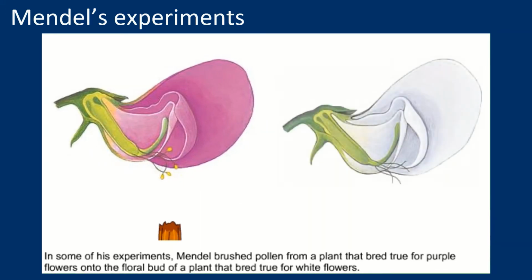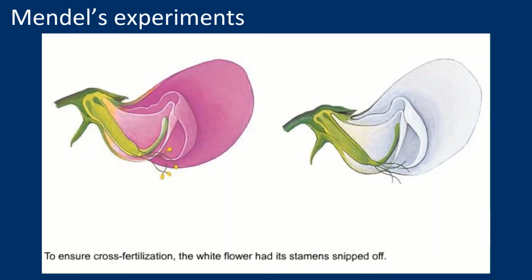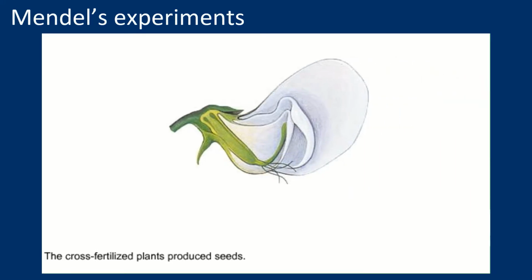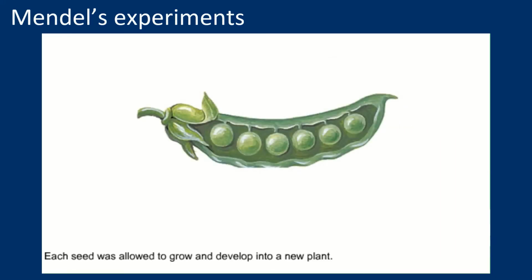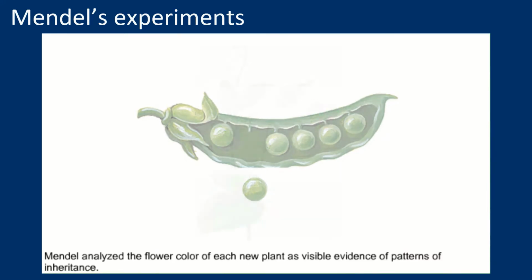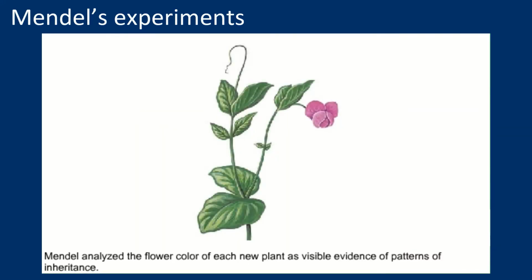In some of his experiments, Mendel brushed pollen from a plant that bred true for purple flowers onto the floral bud of a plant that bred true for white flowers. To ensure cross-fertilization, the white flower had its stamens snipped off. The cross-fertilized plants produced seeds. Each seed was allowed to grow and develop into a new plant. Mendel analyzed the flower color of each new plant as visible evidence of patterns of inheritance.